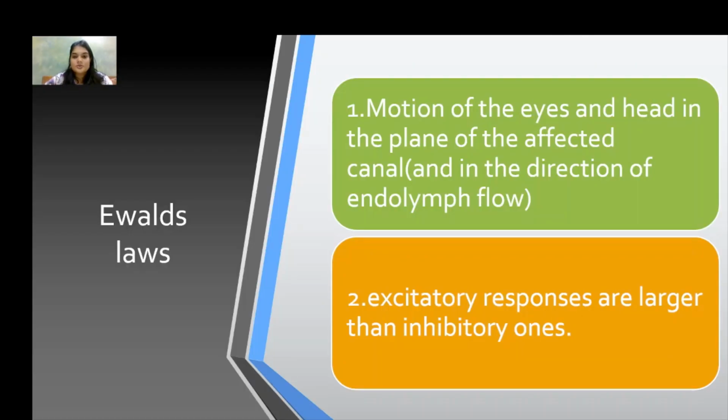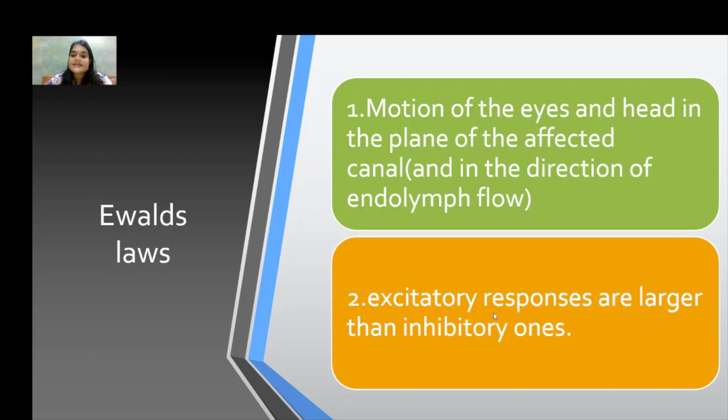Coming to Ewald's laws. Ewald's first law: motion of the eyes and head occurs in the plane of the affected canal. That is, the horizontal canal gives horizontal nystagmus. Vertical canals give a vertical torsional nystagmus, and also it depends on the direction of the endolymph flow, ampullopetal or ampullofugal. That is Ewald's first law.